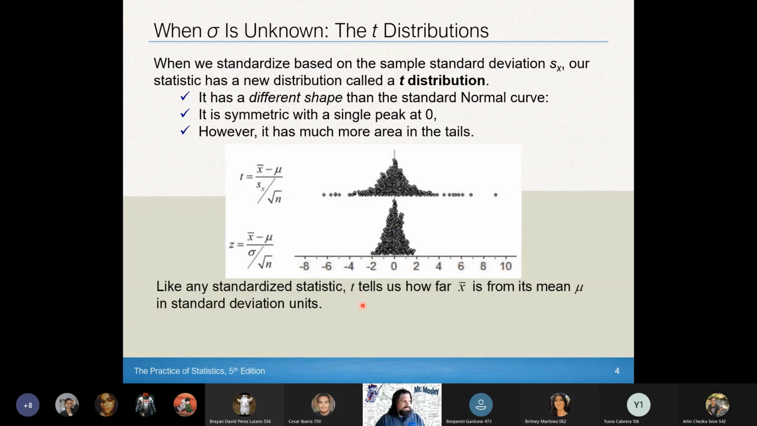Like any standardized statistic, t tells us how far x bar is from its mean mu in standard deviation units. So very similar to what we did with the population proportions, where we found the critical value. We use z star to represent that critical value because it's a value of z from our standard normal curve. We're now going to use t star as a critical value based on the t value from our t distribution.